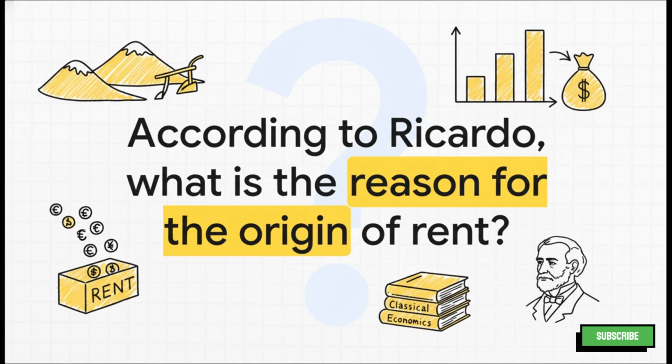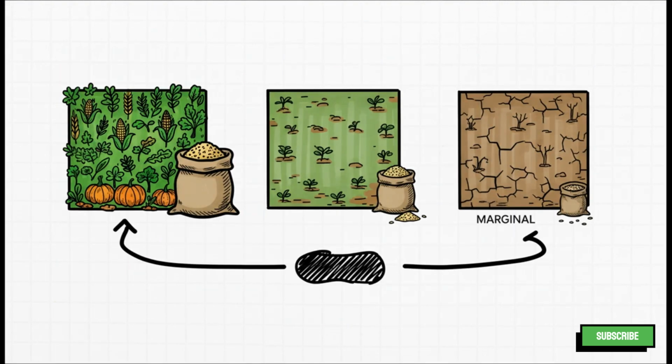See, David Ricardo had a very specific idea about why rent exists, and this question is asking us to identify that core reason. For Ricardo, rent was fundamentally a differential surplus. It arises simply because not all land is of the same quality. The most fertile land gets farmed first. Then, as the population grows, less fertile land has to be used. Rent, then, is the surplus profit earned on the more fertile land compared to the least fertile or marginal land.